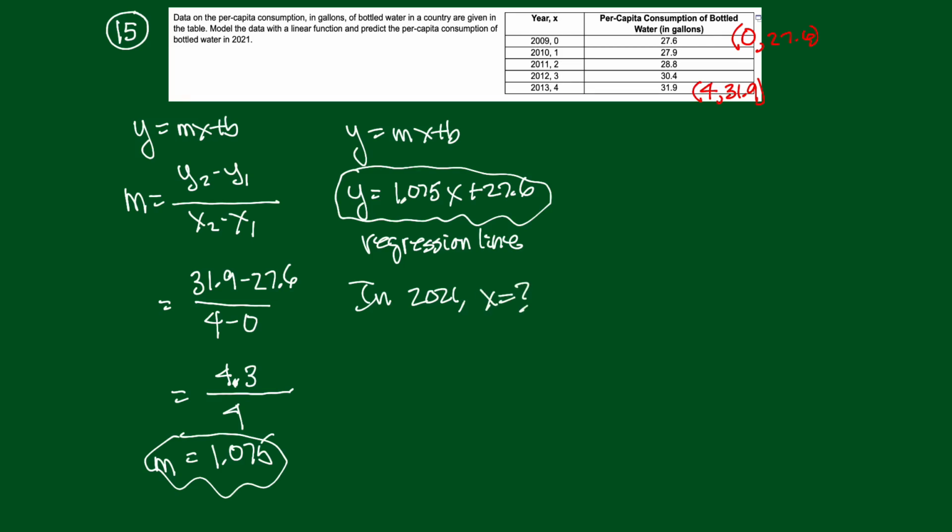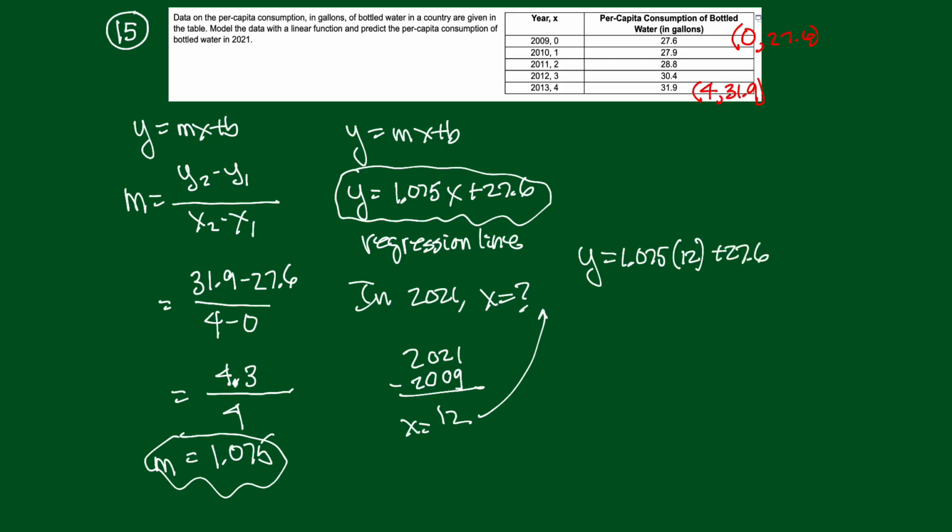Well, it looks like everything started back here in 2009. So 2021 minus 2009, that's 12. So I'm going to write x is 12. So let's put a 12 in for x, and we will get y is equal to 1.075 times 12 plus 27.6. I got that y is equal to 40.5.